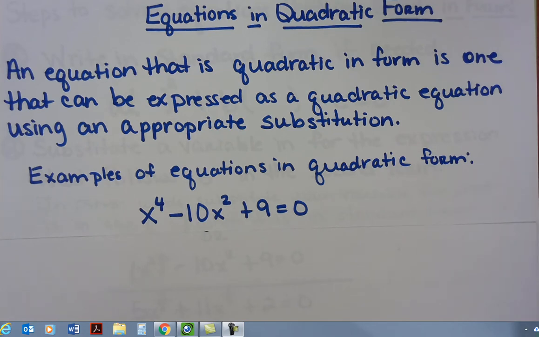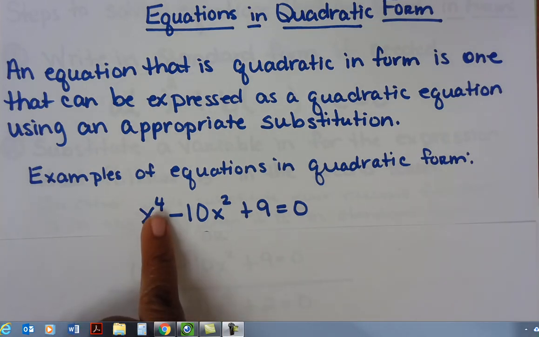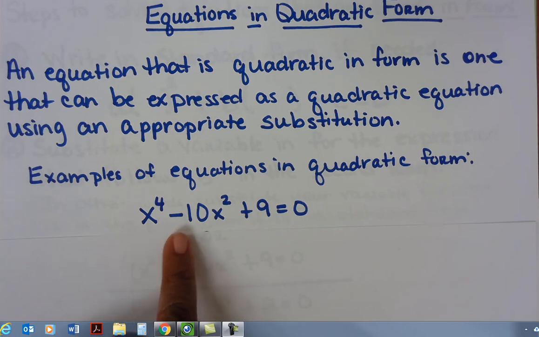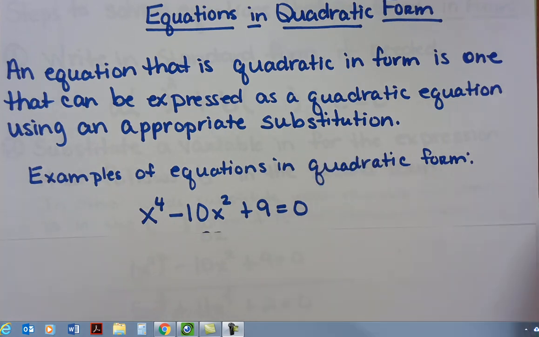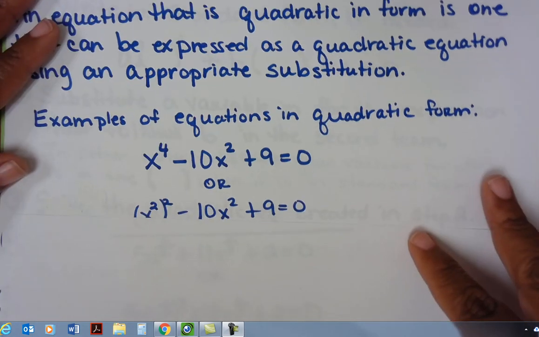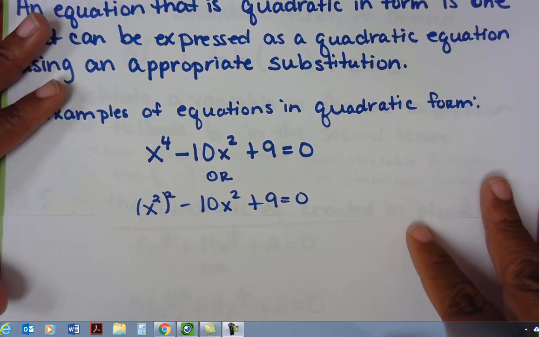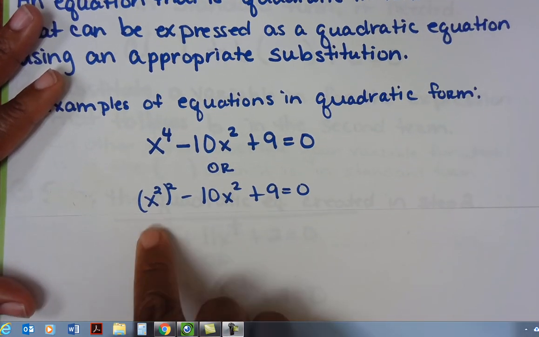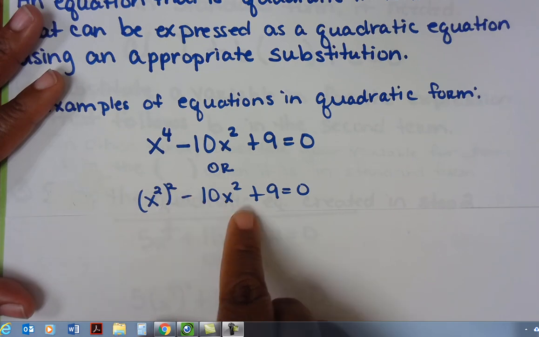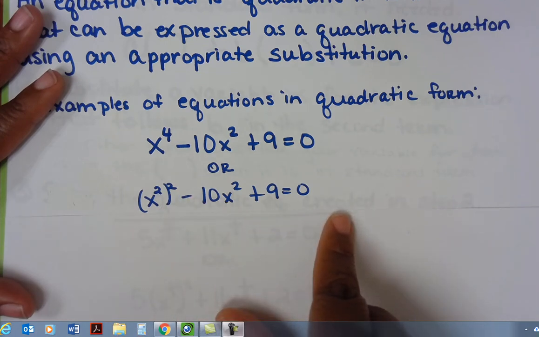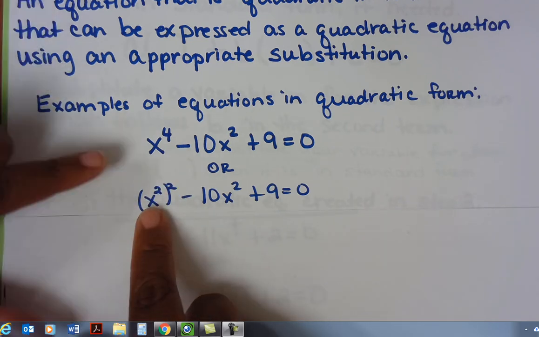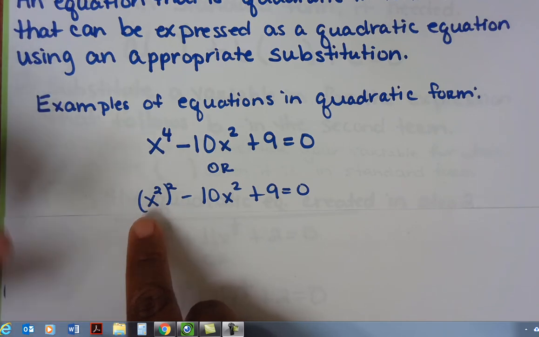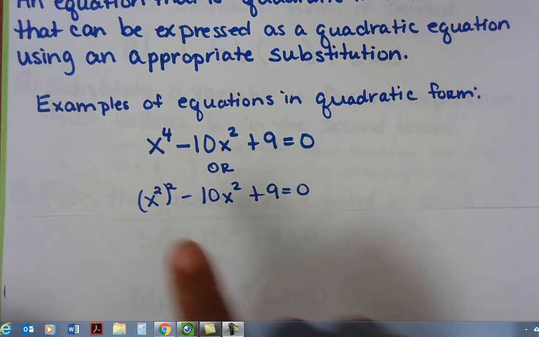Well, we're going to rewrite this equation where the highest power is going to be 2 instead of the 4. And the way that we're going to write this equation, we're going to use substitution. So another way that we can write this x to the fourth minus 10x squared plus 9 equals 0 is writing this as x squared, squared, minus 10x squared plus 9 equals 0. So I'm definitely going to show you how to rewrite an equation that is quadratic in form, but write it as the power of 2.